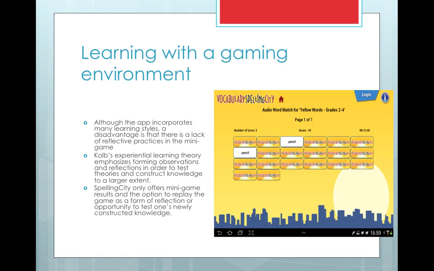Although the app incorporates many learning styles, a disadvantage is that there is a lack of reflective practices in the mini-game. Kolb's experiential learning theory emphasizes forming observations and reflections in order to test theories and construct knowledge to a larger extent. This is only done in a shallow manner. SpellingCity only offers mini-game results and the option to replay the games as a form of reflection. However, its variety of activities, multiple learning styles, and difficulty slider makes SpellingCity a fun and engaging app.